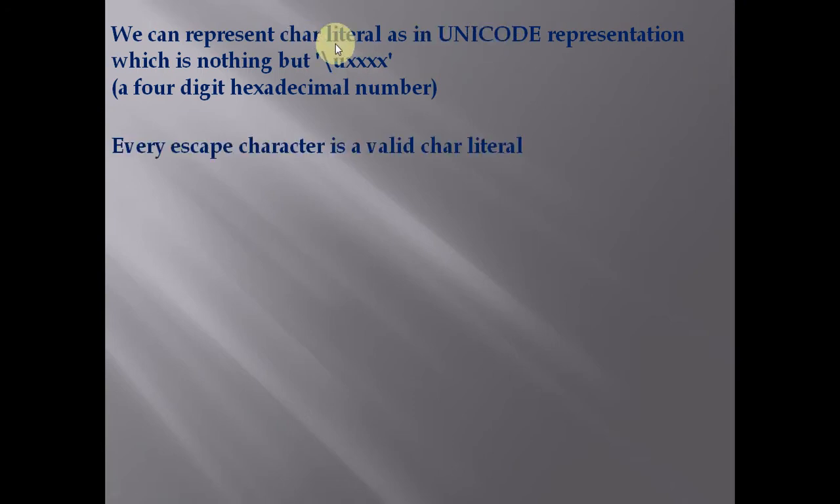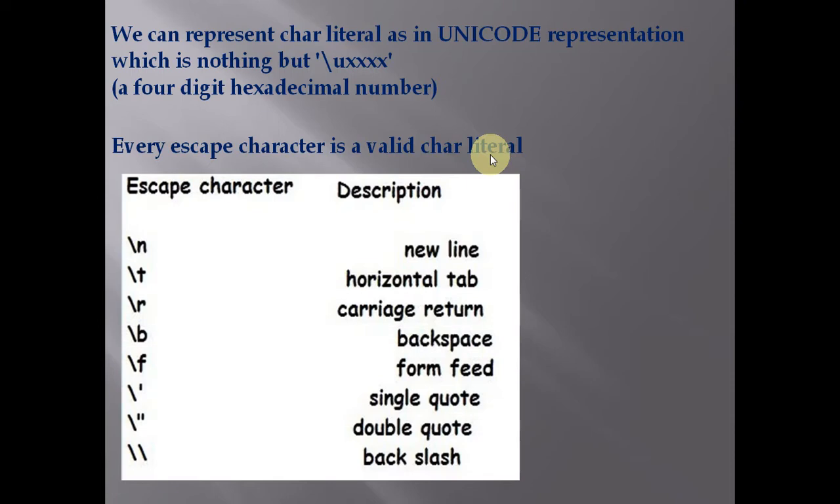And every escape character is a valid char literal. Escape characters are present inside the table. So backslash n, the description of such an escape character is new line, and we can see the description of remaining characters in their description column. Backslash t means horizontal tab, backslash r means carriage return, backslash b means backspace, meaning the cursor goes back, working like the backspace available on the keyboard. Then backslash f means form feed, then backslash and a single quote means single quote.